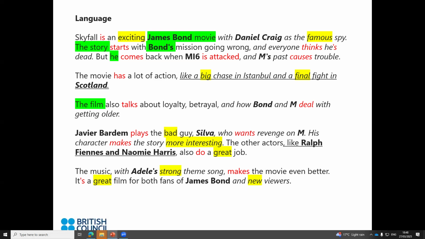So perhaps a useful strategy, a useful tip in the classroom is to get the students to think about the key words and then think about how they can replace them or how they can expand them with 1 or 2 words.